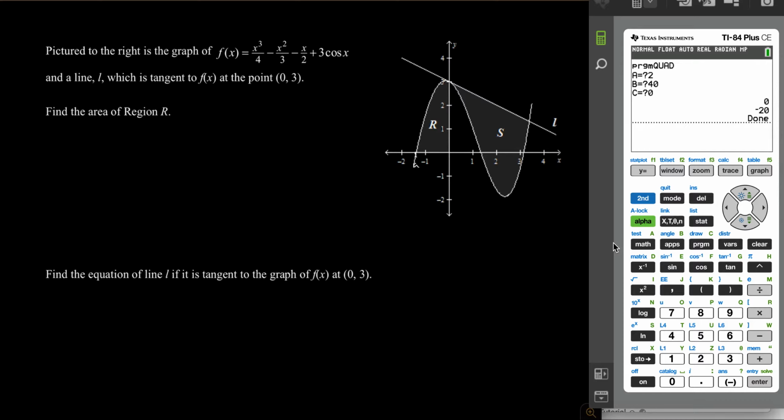All right, so pictured to the right is f of x and a different line L, which they don't give us the equation for. They just say it's tangent at the point (0, 3). Find the area of region R. So the line has nothing to do with that. First of all, we're going to start by going to y equals, and we're going to put that function in. So I'm going to go alpha and use that numerator denominator thing.